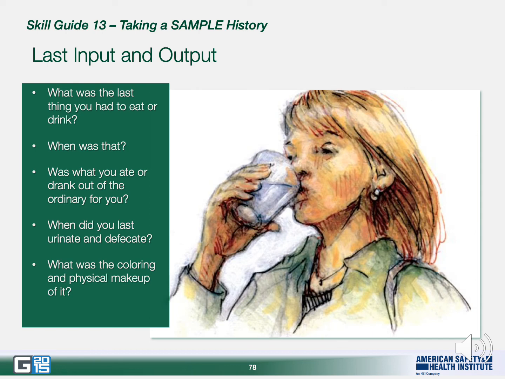What was the last input and output? What was the last thing that you had to eat or drink? When was that? Was what you ate or drank out of the ordinary for you? Was it something different? When did you last urinate or defecate? Those tell you about how the internal organs are functioning. What was the color and physical makeup of it? So was your urine like brown, or was it clear and copious?